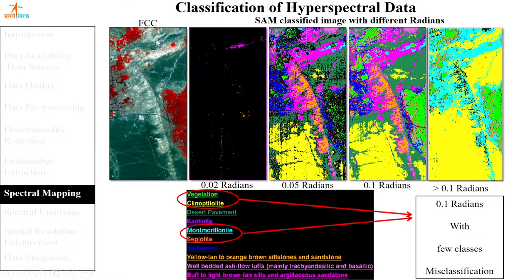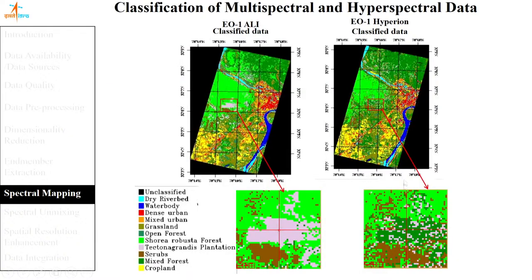This is when we took the angle 0.02 radians, then 0.05, then 0.1. So you can see minimum pixels got classified. Here also you can see some of the pixels are unclassified. Here most of the pixels got classified, but a few misclassifications are happening. Here you can see misclassification is happening when you increase the angle. So there is a limit; normally we have seen that 0.1 is considered good for classifying most of the field. This is the same technique used for classifying ALI data and Hyperion data.